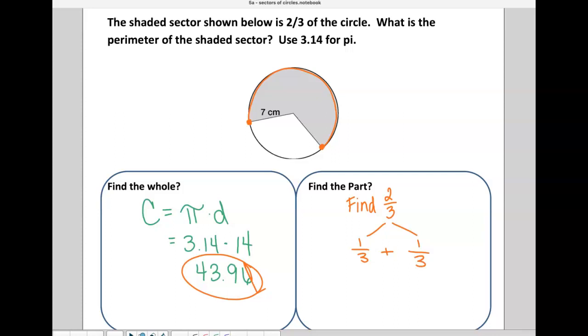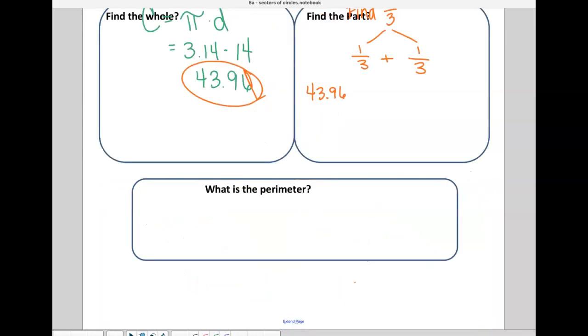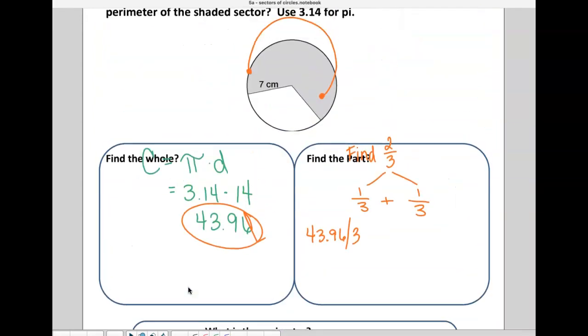How do we find 1/3 of something? How do we find half? What do we do, Josie? Yeah, in this case, to find 1/3, we're going to divide by 3. So I'm going to take the 43.96 and divide it by 3. I get 14.7, let's just say. Remember, that's only 1/3.